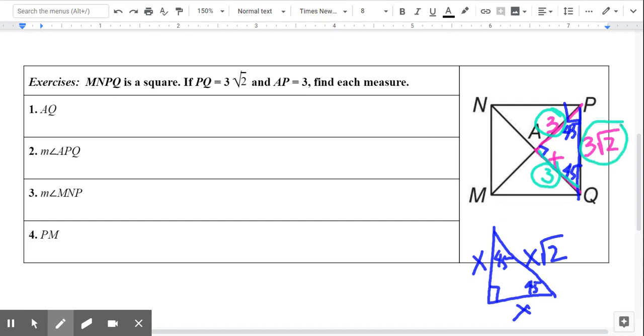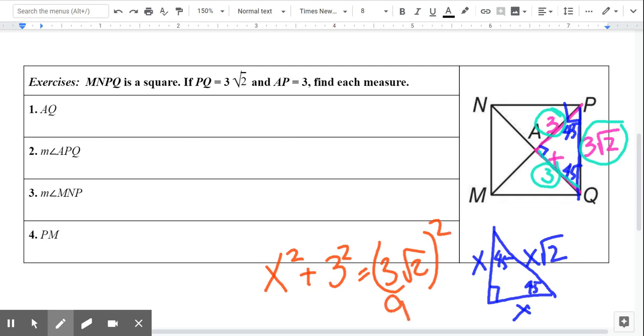That's the relationship. Okay? You can also do Pythagorean theorem. It would be a little tougher to do, but you can also do x squared plus 3 squared equals 3 square root of 2 squared. And if you did that, just keep in mind that 3 square root of 2 squared is 9 times 2, which is 18. Okay, so keep that in mind.